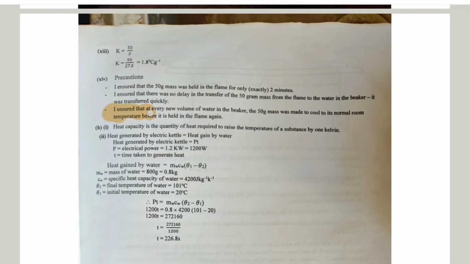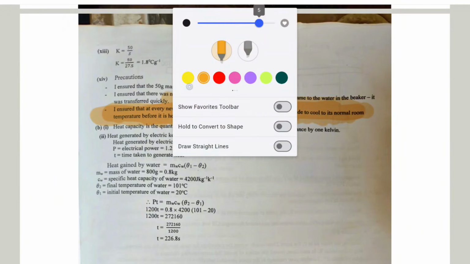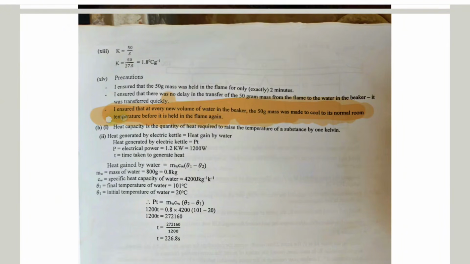And then I ensured that at every new volume of water in the beaker, the 50-gram mass was made to cool to its normal room temperature before it was held in the flame again. Please take note of this. If not, it will affect your value. So what do you do with this? You can easily drop the mass in; since you are changing masses, you don't need to worry about this one.